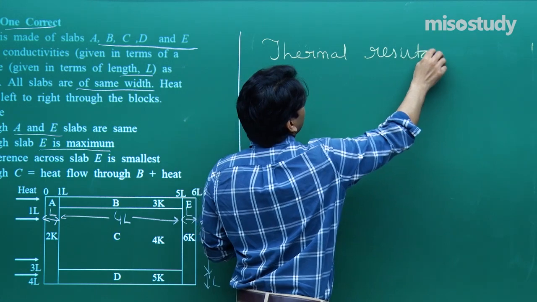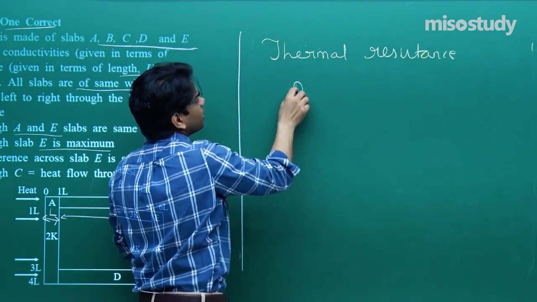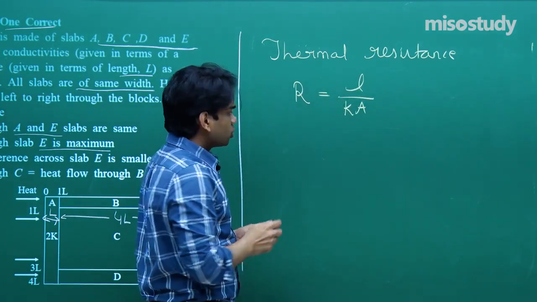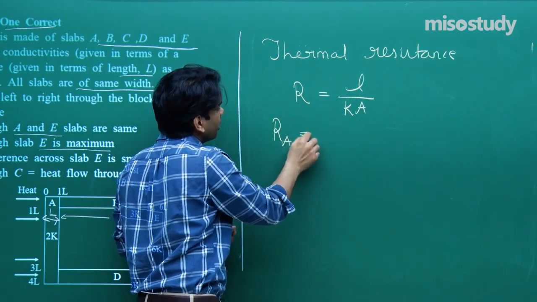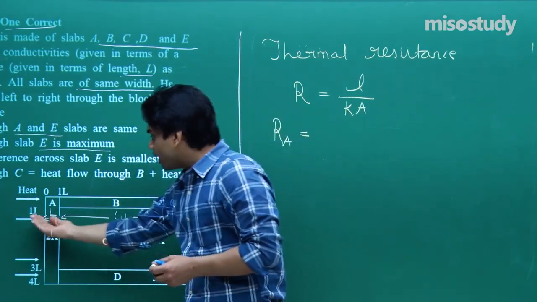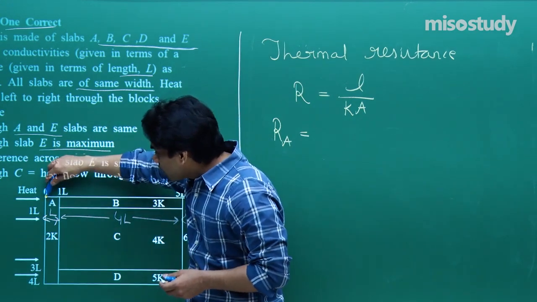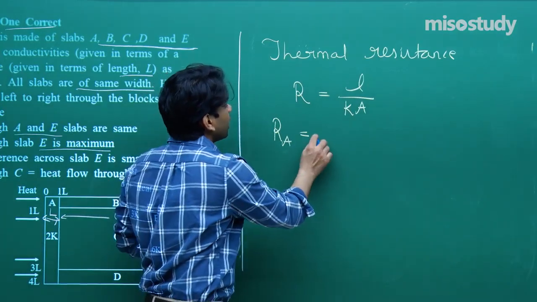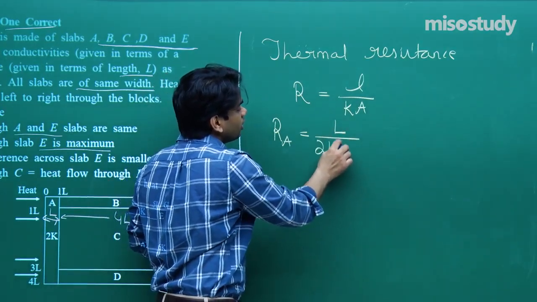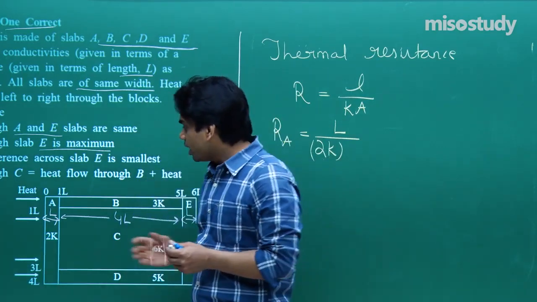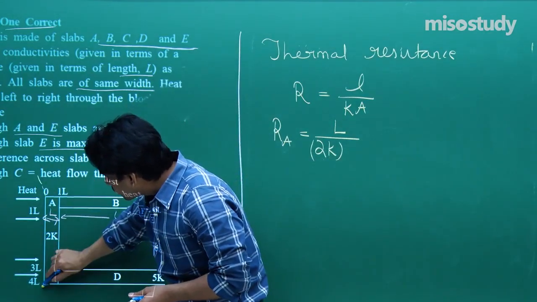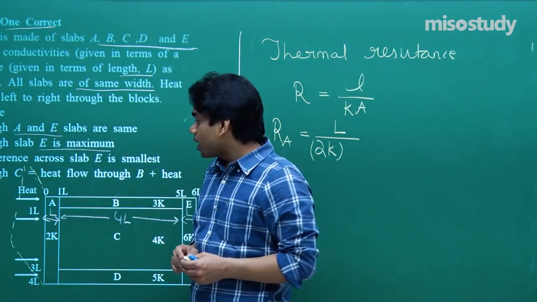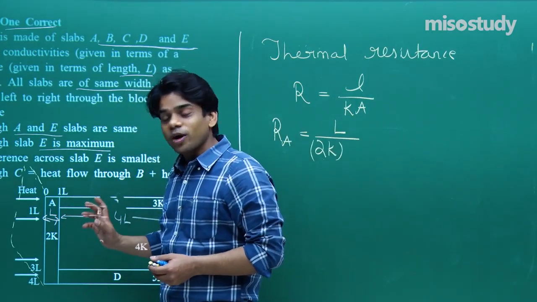Thermal resistance. So we all know that R is equal to L by K. This is a general formula. So for slab A, you see the heat is flowing from left to right. The length that will be coming will be L. Now K is 2K, so let me put here L is the length, K is 2K. Now comes the area. Now see, it's a 3-dimensional figure. I am just taking how to imagine the area. The width is given as W. You need to see what area you have to see.